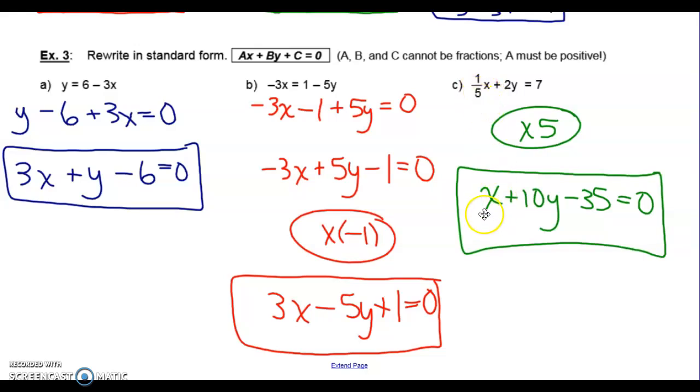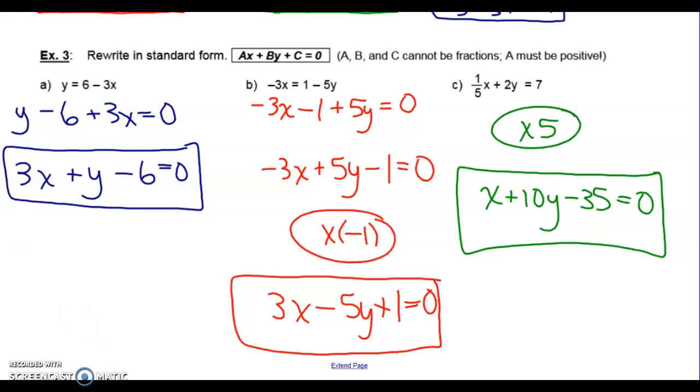1/5 x times 5, that's x. 2y times 5, that's 10y. 7 times 5 equals 35. So I'm going to take that 35, move it over, and we're left with standard form, x plus 10y minus 35 equals 0.